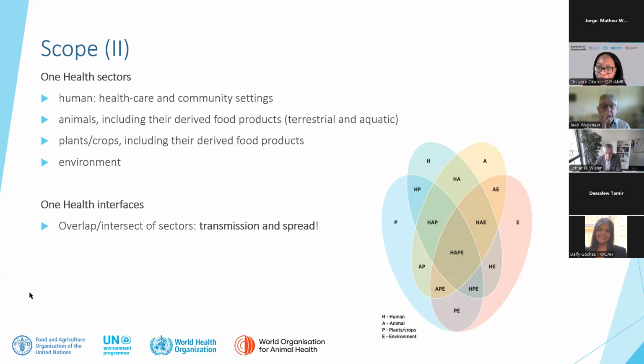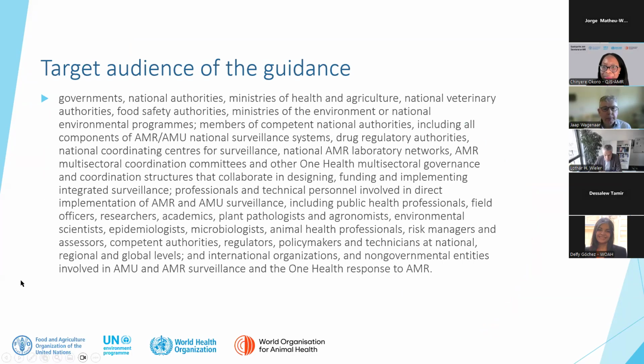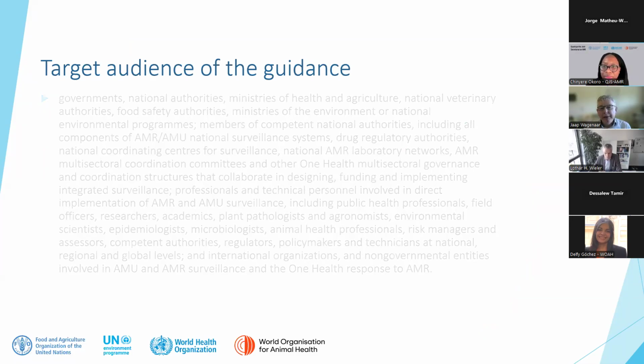And then we are talking about the One Health interfaces. The interfaces, very nicely depicted in the figure on the right-hand side, are where the different sectors overlap or intersect. Those are the crucial points where transmission and spread between the sectors take place. So that is really a basic thing of integrated surveillance. Next slide, please. And then the target audience.